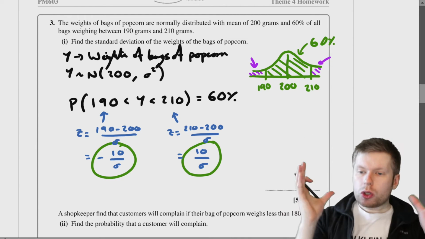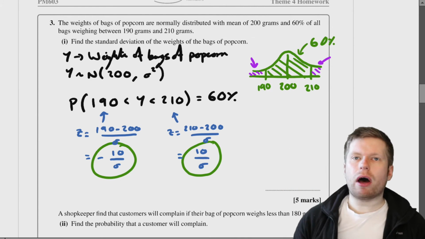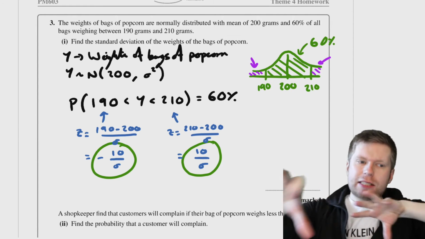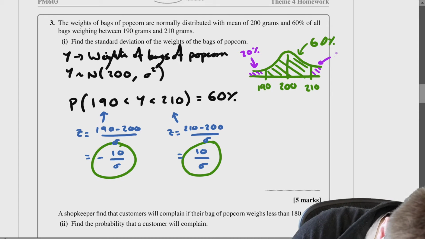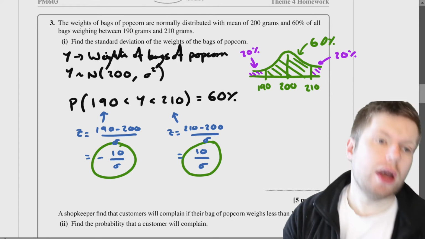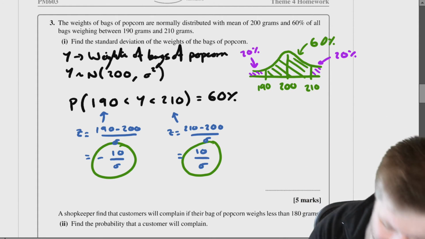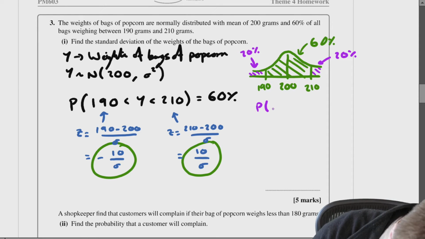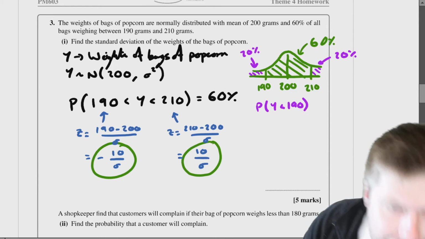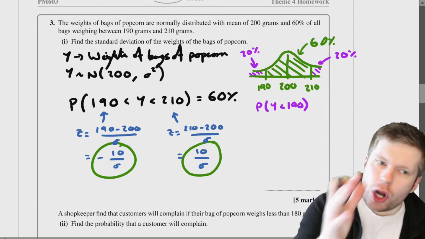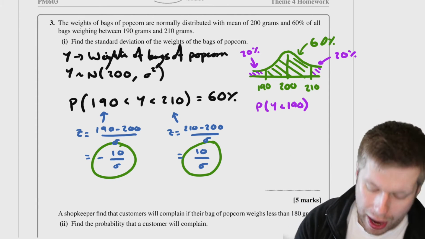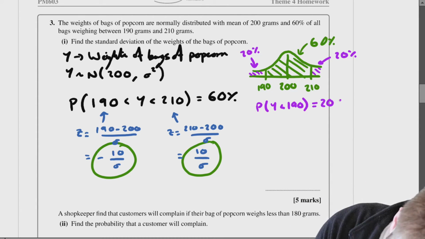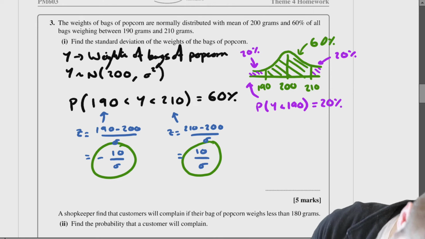So in other words, if the total purple regions put together is 40%, it gets split equally among the two regions. So this region down here should be 20%, and this region up here should be 20% as well. So what that means is that if I'm looking for a value of Y which is less than 190, so if I'm picking out a bag of popcorn at random, I know the probability of obtaining a bag of popcorn which is less than 190 grams is equal to 20%, okay? That's literally what this region means.